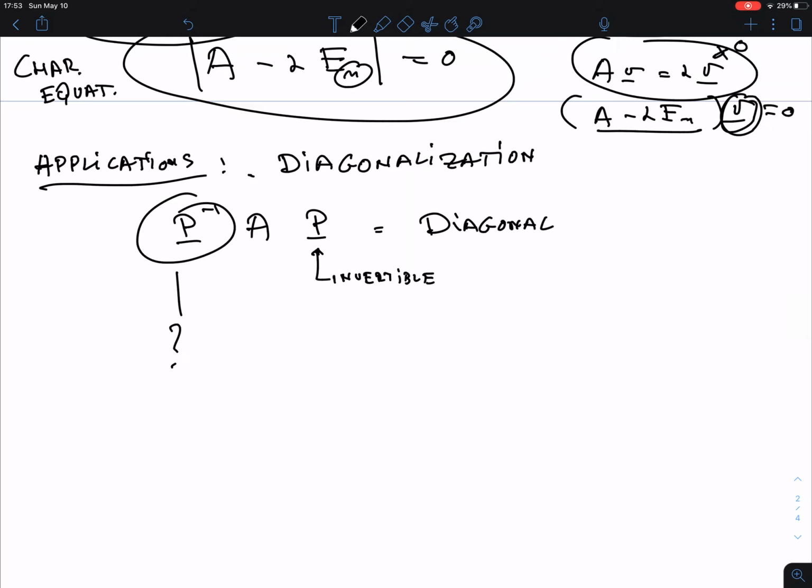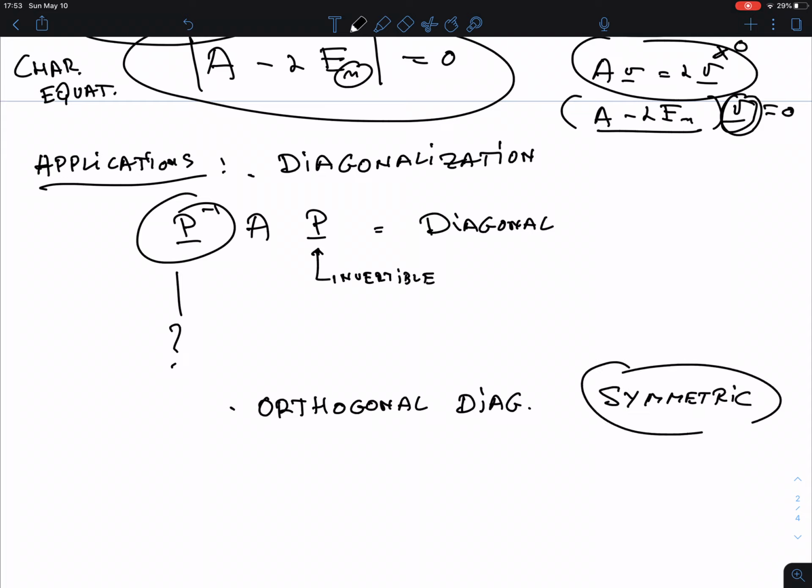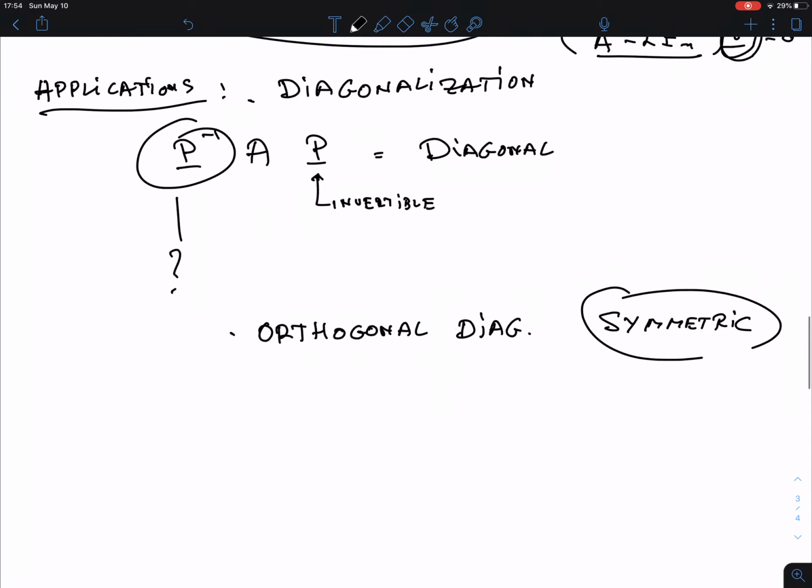So the next application was orthogonal diagonalization, but there we even had to be more restrictive. The matrix had to be symmetric, because otherwise it's not possible. So we needed a symmetric square matrix. And in that case we could make P inverse to be P transpose. Okay.